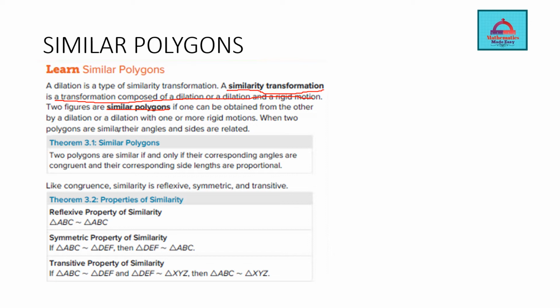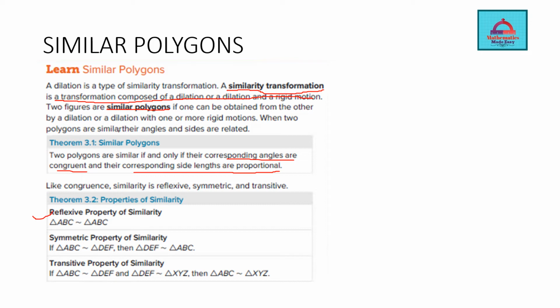So when two polygons are similar, their angles and sides are related. What is the relationship? A very important theorem which will form the basis of our discussion of similar polygons: two polygons are similar if and only if their corresponding angles are congruent and their corresponding side lengths are proportional. So corresponding angles are going to be equal or congruent, whereas the corresponding side lengths are going to be in the same proportion.